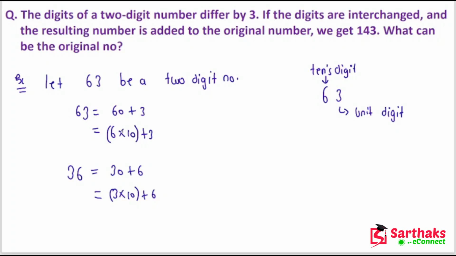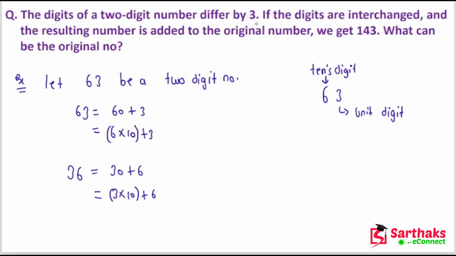Now let me read the question and then we'll solve it. The question simply says the digits of a 2-digit number differ by 3. Simple. So in a 2-digit number, what are the digits? Unit digit and tens digit. Similarly, I have specifically chosen an example so that I can fit it in the question. You can clearly see the difference of digits between 6 and 3 is 3. Either you can choose 3 to be the unit digit or 6 to be the unit digit. The difference remains the same.